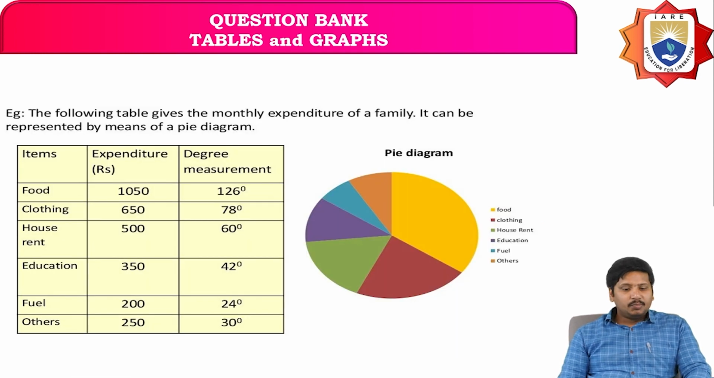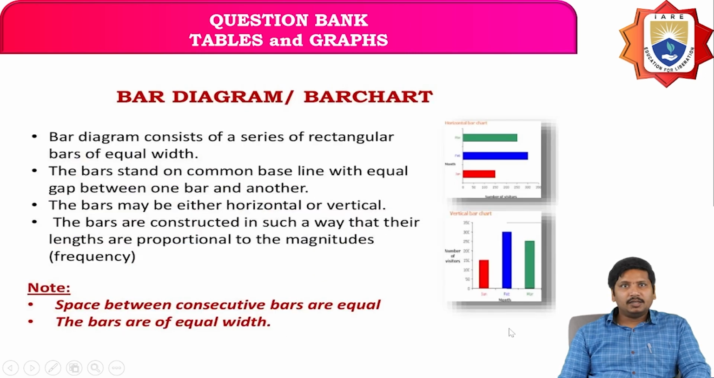So this is another example. So how do we construct this? These are the various expenditures and degrees of measurement. By using the protractor, we can easily construct the pie diagram.